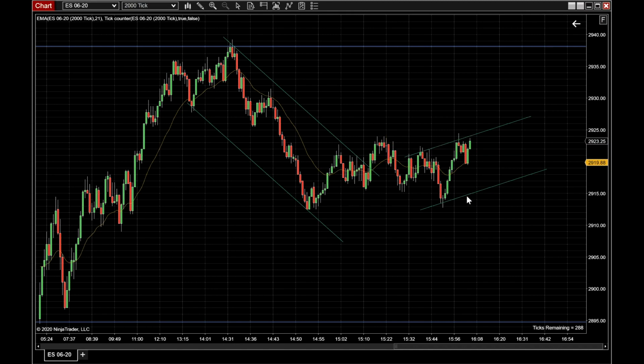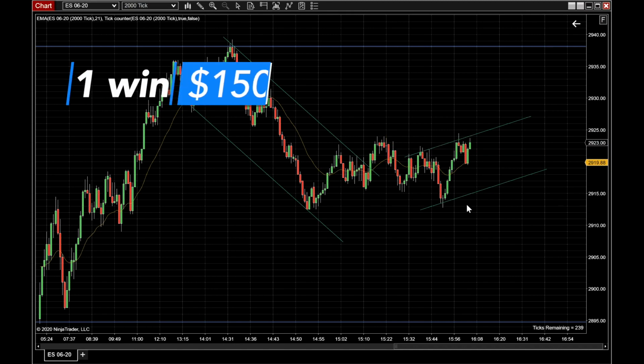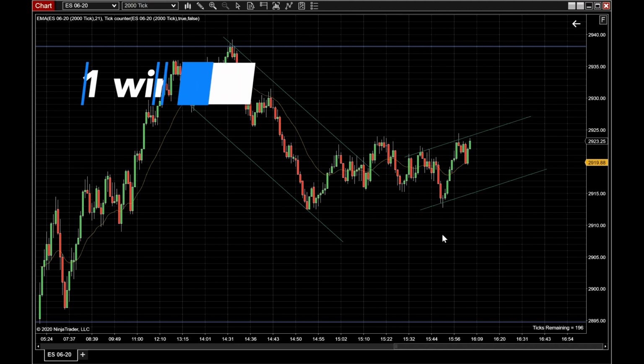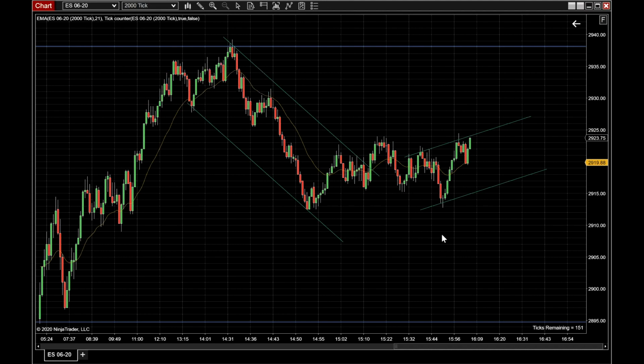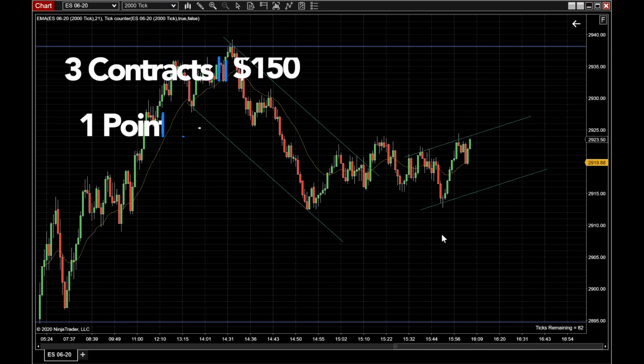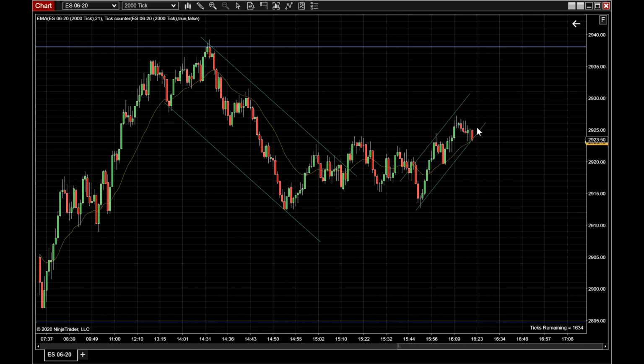So we managed to make the first point, $150 profit so far. For those of you who don't know, 1 point of the S&P 500 is $50. That's if you trade one contract. I'm trading 3 contracts at a time, so that would make me $150 profit, and if you went the other way, $150 loss.